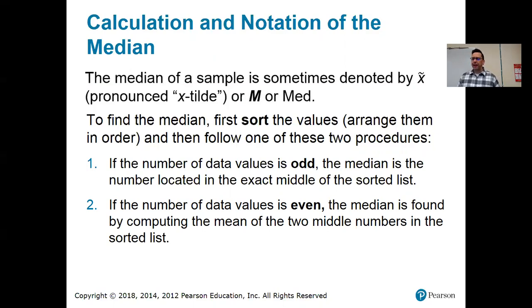So if the number of data values is even, then the median is found by computing the mean of the 2 middle values. Okay, the mean of the 2 middle values. So again, if you had 4, you would find the average of the second and the third.